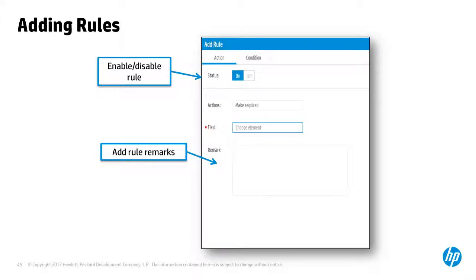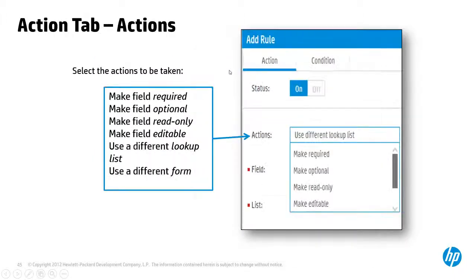When you first add a rule, you have the option of making the status on or off. I recommend making it off to begin with before you finish it and publish it. You want to make sure everything's perfect before you turn it on. And then you want to define what actions are here, what fields should be manipulated, and a remark to say what the rule is. And I encourage you to use this remark field to fill that in.